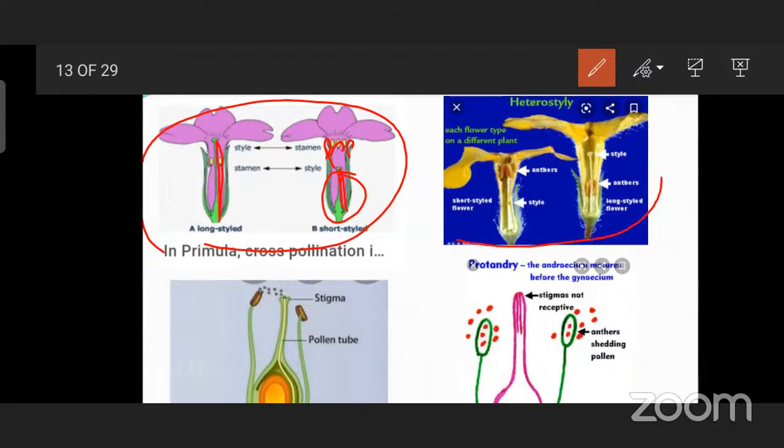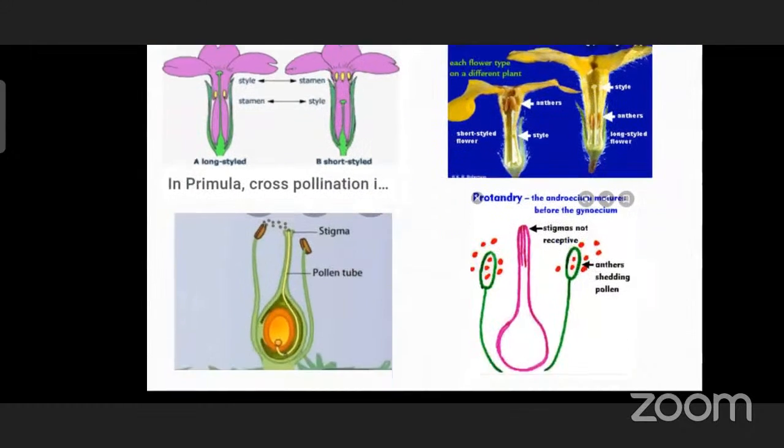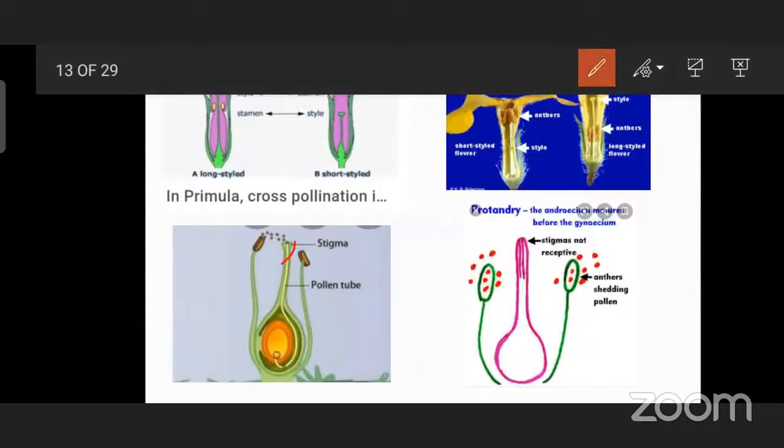This is also a heterostyly device. Each flower type is on a different plant. This is a short style and a long style. This prevents self-pollination. See here, these are the male reproductive organs, the pollen grains. These pollen grains transfer to the stigma of the flower, and then form the pollen tube.